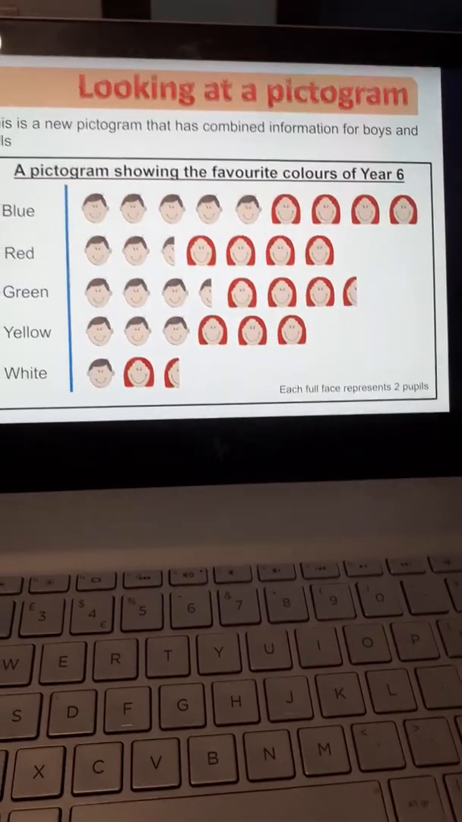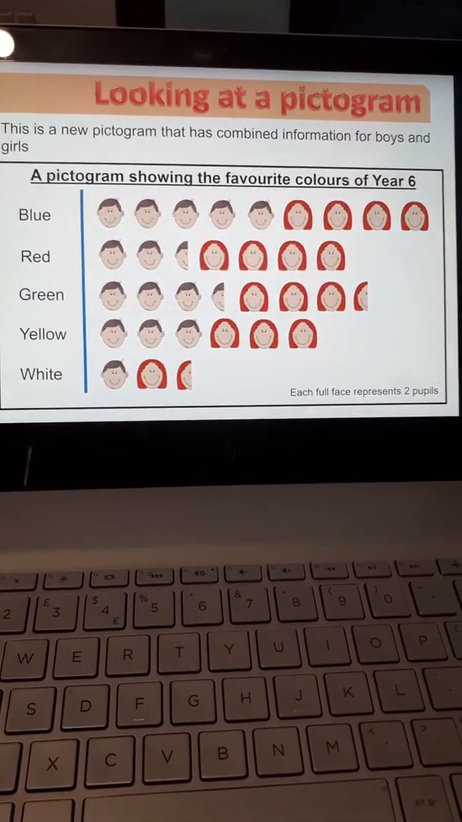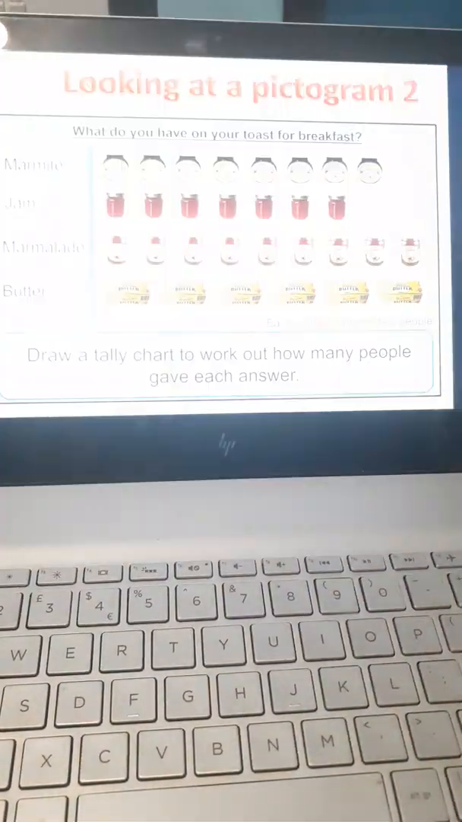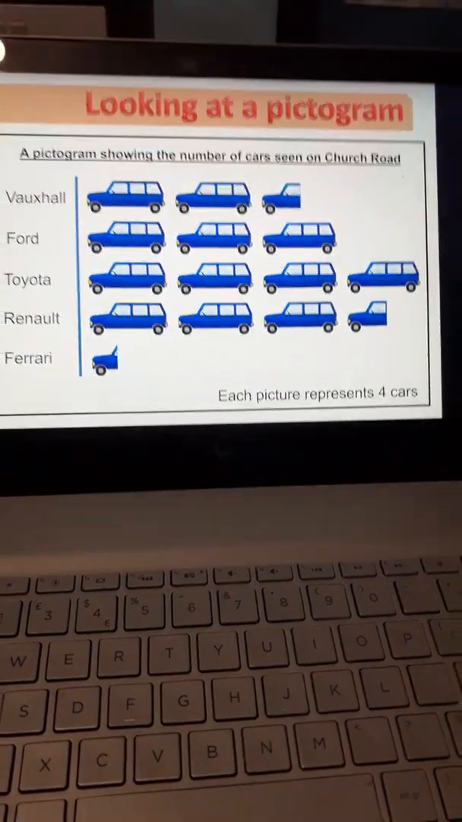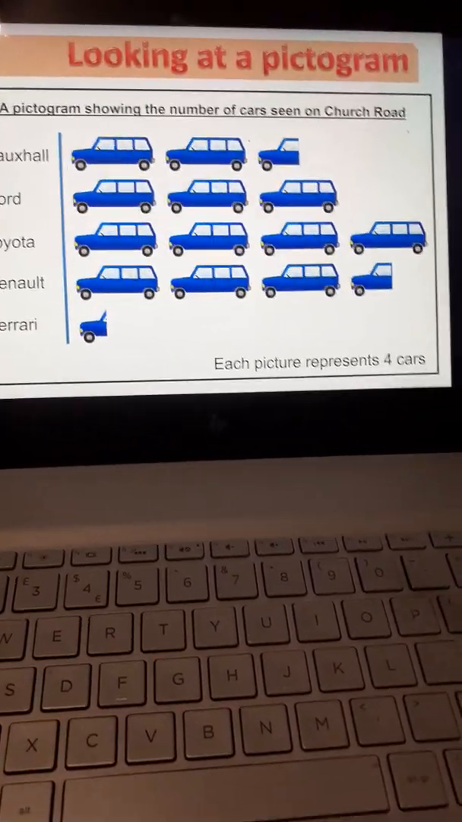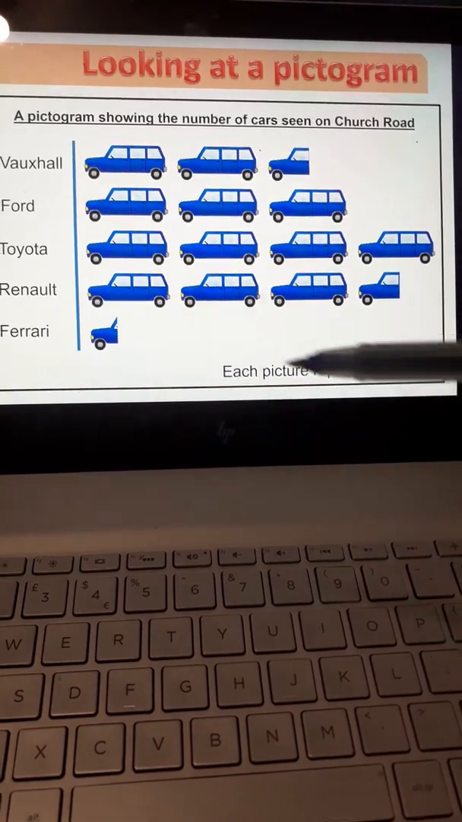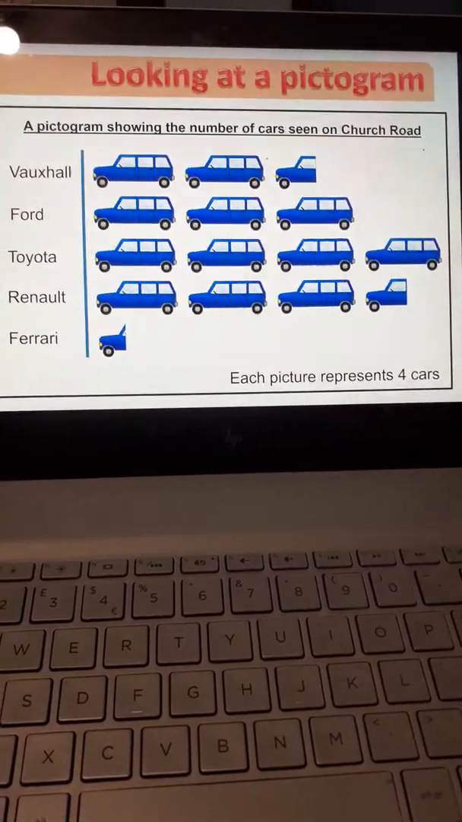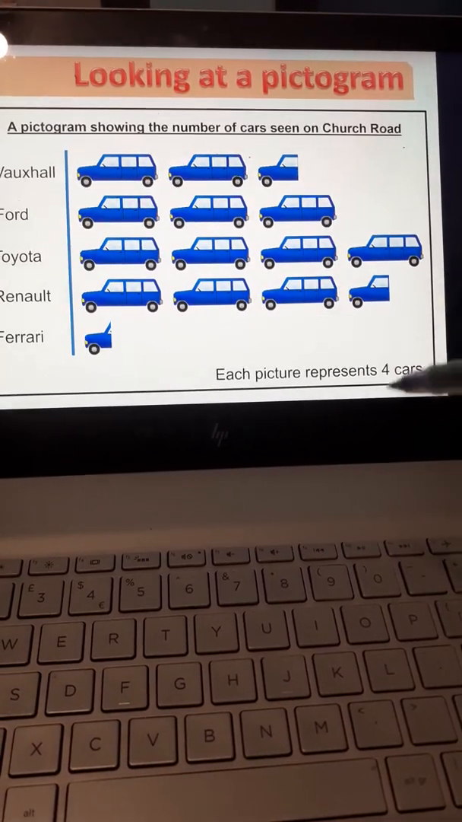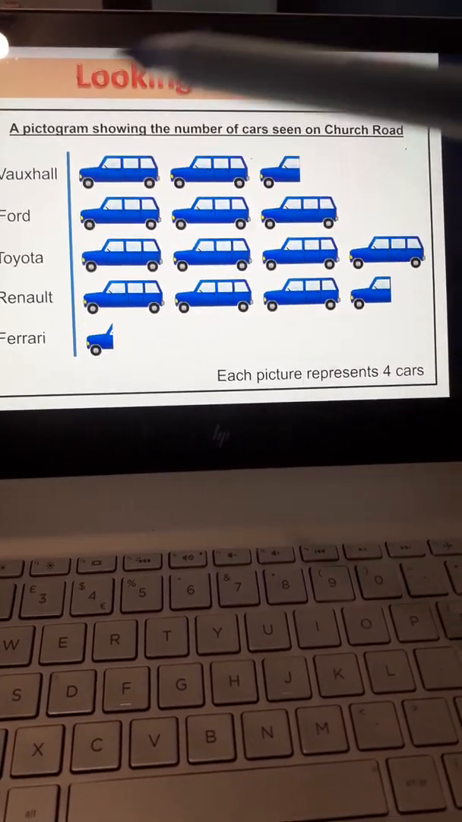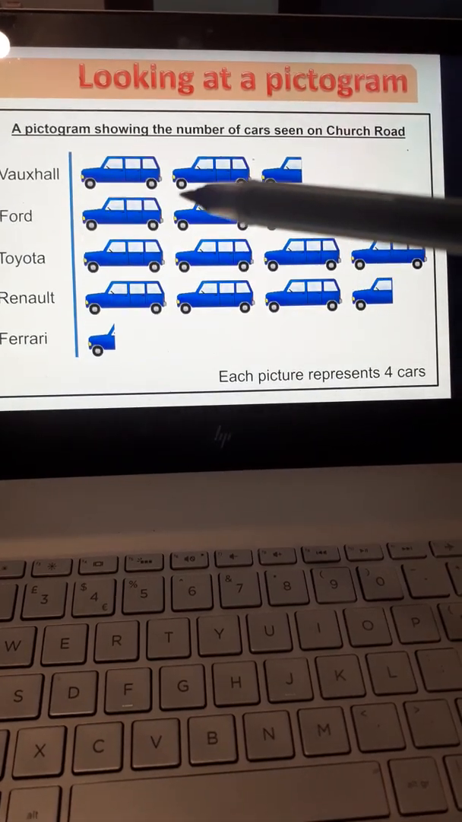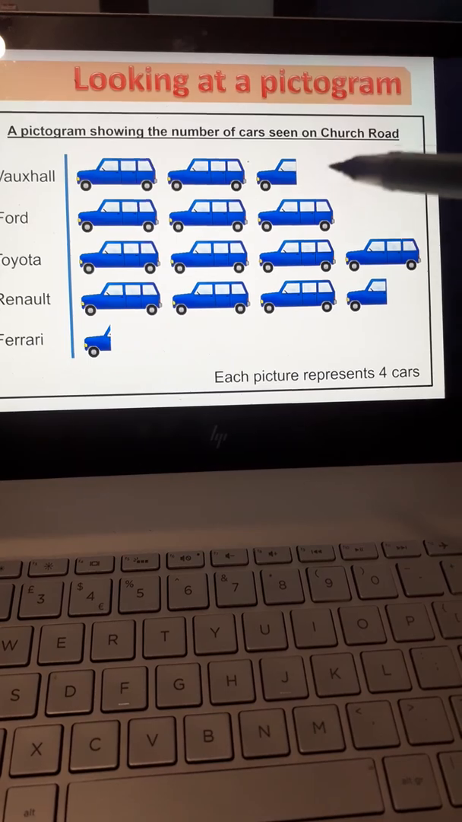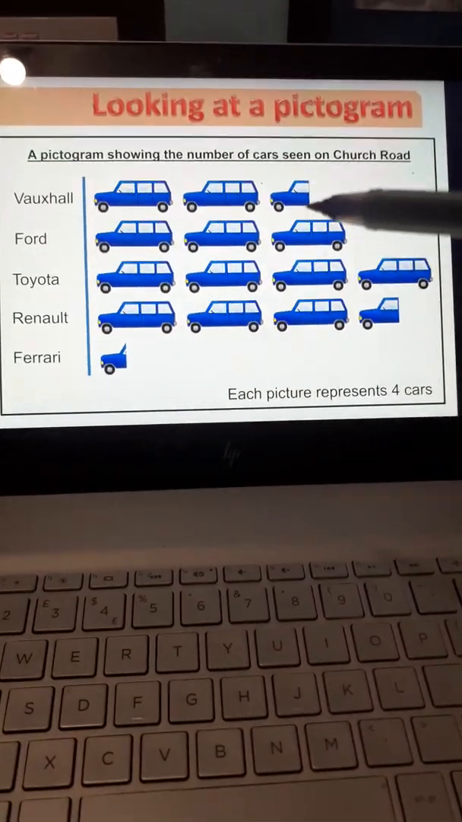Cool, let's move ahead, shall we? Over here, favourite colours. Each full face is 2 people. I think we're okay here. Oh, this one's interesting. Let's do this one here, shall we? Cars. The number of cars seen on Church Road. Each picture represents 4 cars. So how many Vauxhall cars were seen on Church Road? Remember, each symbol is 4 cars. Let's count up in 4s. 4, 8, and half of it. What's half of 4? That's 2. So 4, 8 plus 2 is 10.